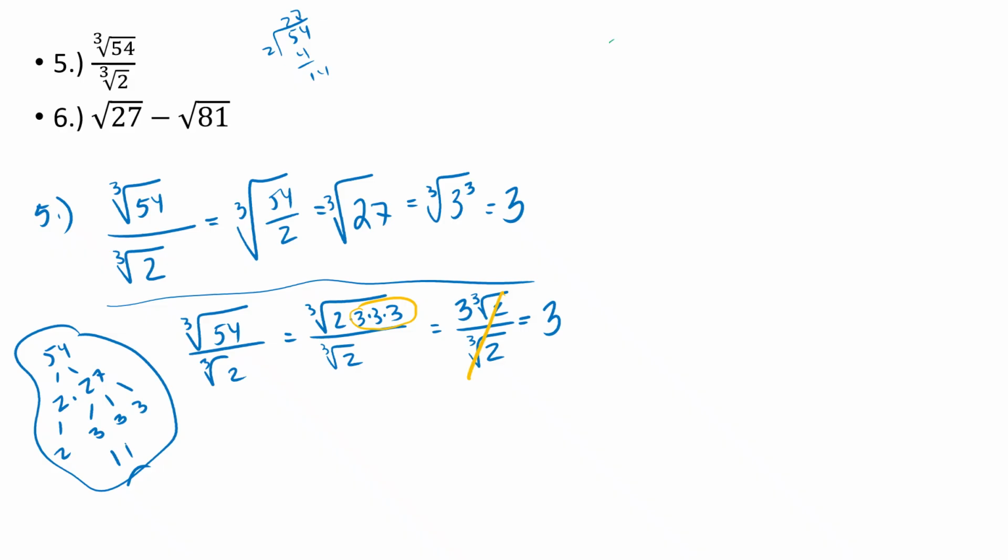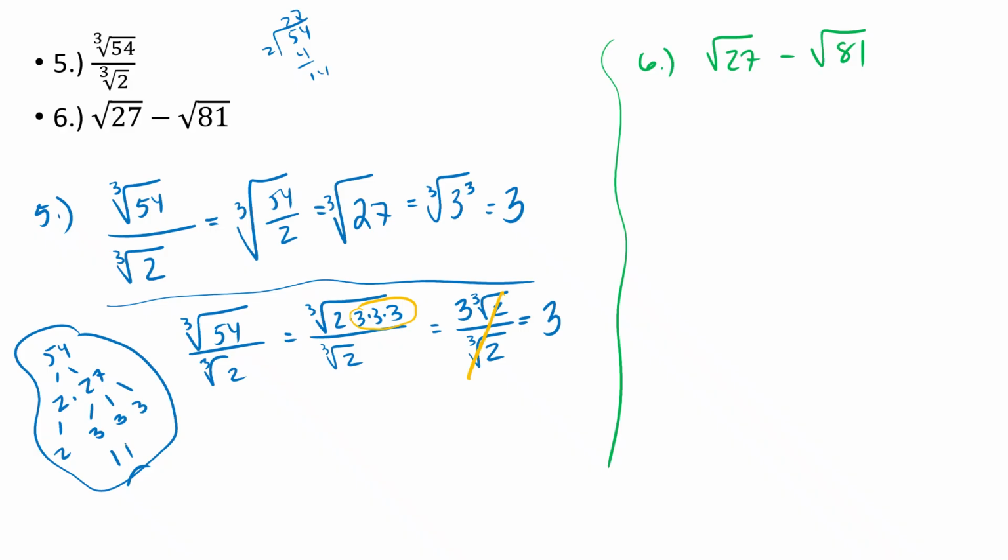All right, number 6. So this is a subtraction problem. And if you were playing the multiple choice game here, you would know that the answer is negative. So even if you don't know what the square root of 27 and square root of 81 is, you know that whatever it is, it's going to end up being negative, like the square root of 27 is smaller. All right, so let's see what happens with this.